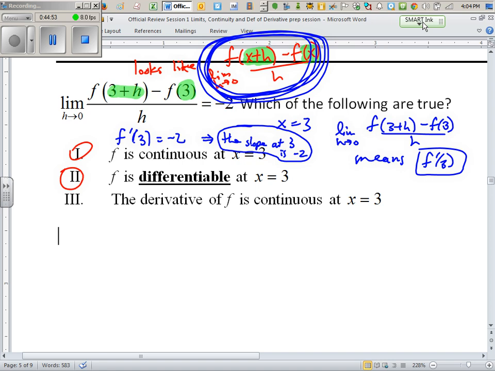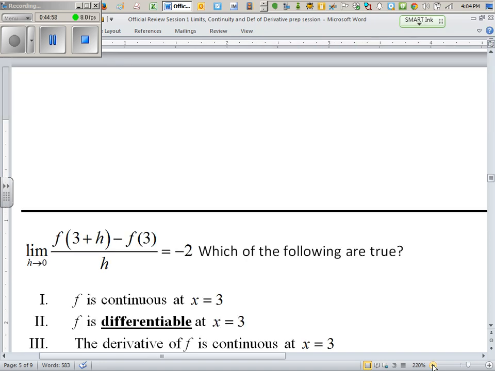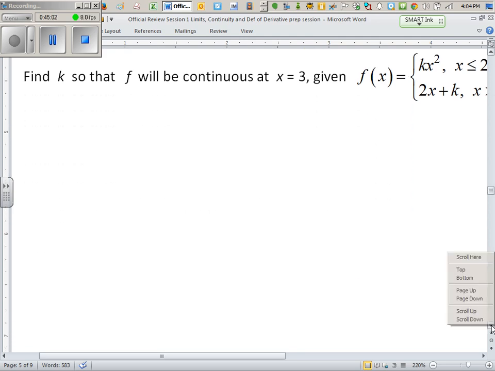Well, let's go to this one. Let's just repeat again. It's a good one, but you can try it later.